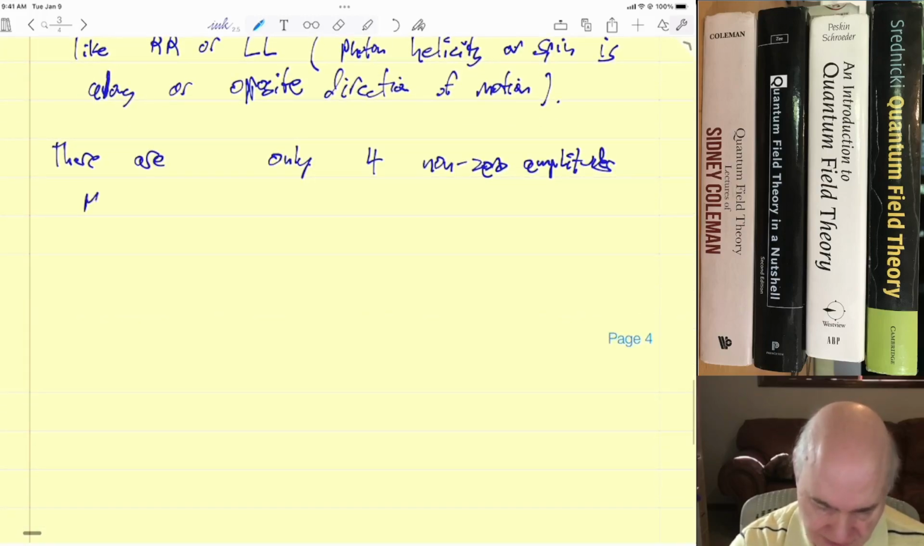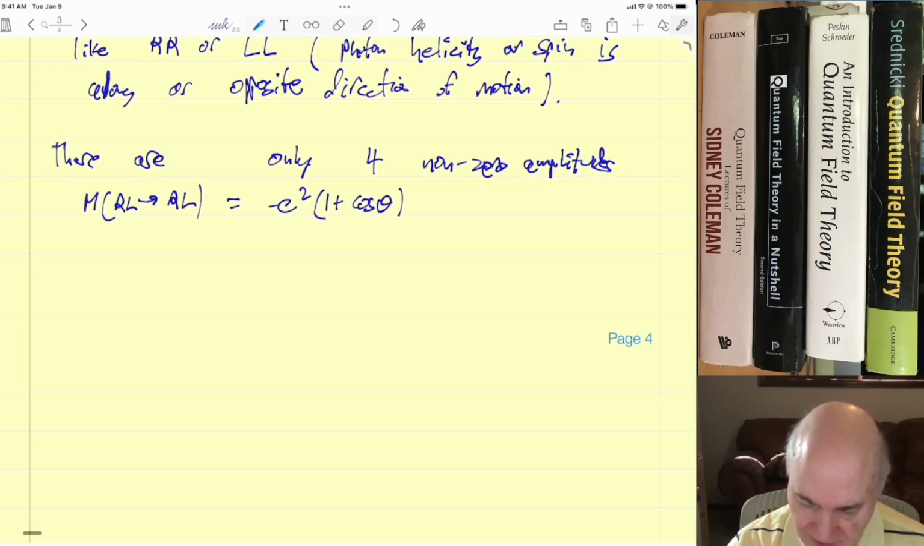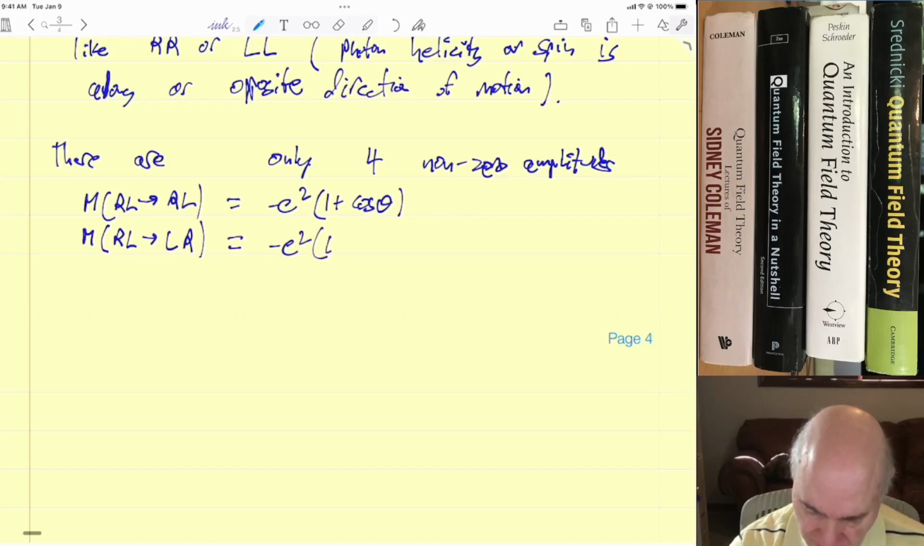We have M RL goes to RL, which we worked out above. By the way, when I put equals here, obviously I'm leaving out some constant factors. It turns out this equal is right, but we have to show that there's no other factors. Then there's also M RL goes to LR, and this is going to be minus e squared (1 minus cosine theta). I didn't work it out.